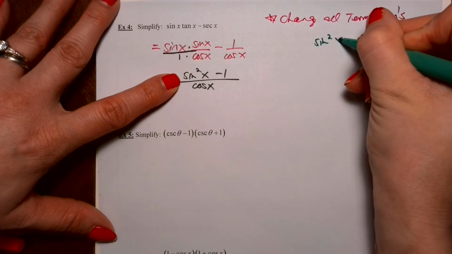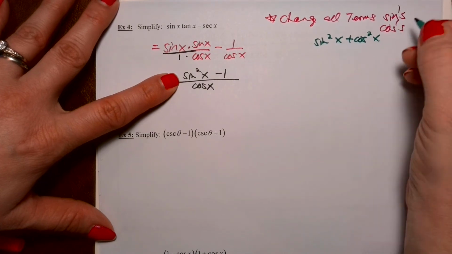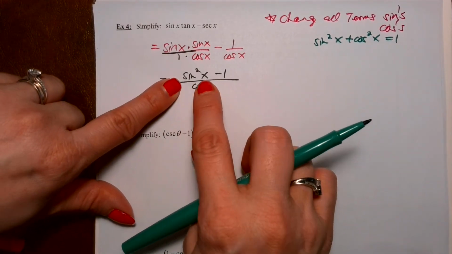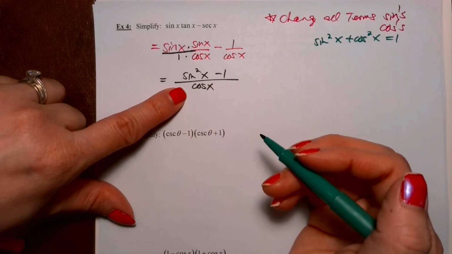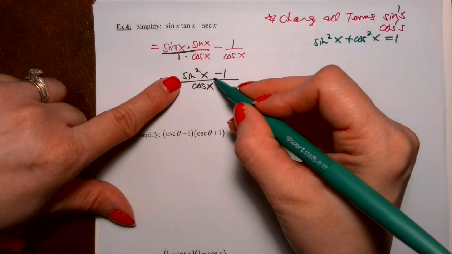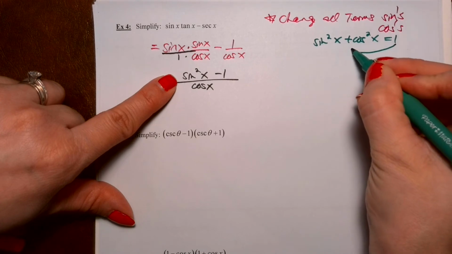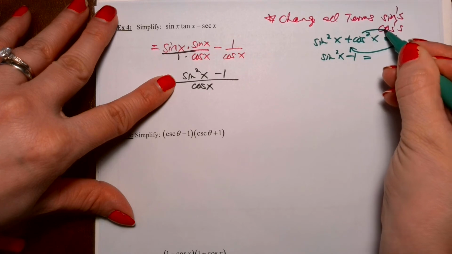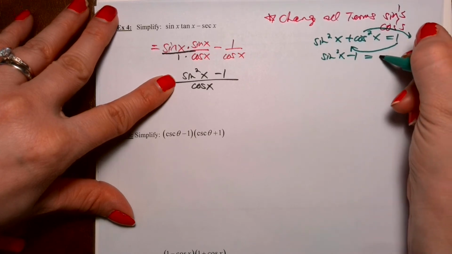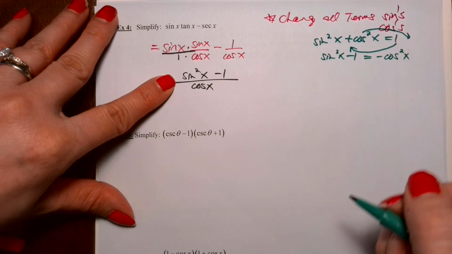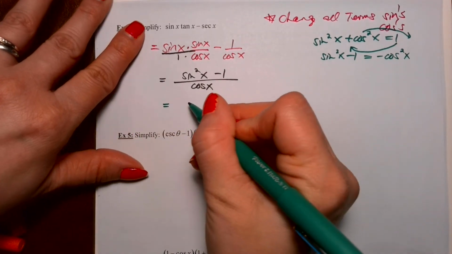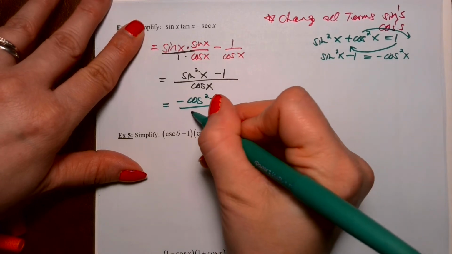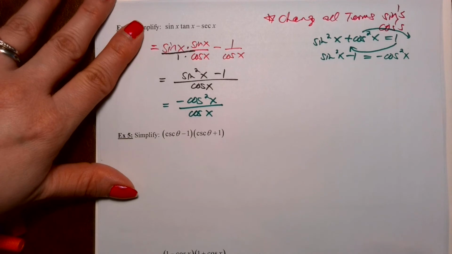Sine squared of x plus cosine squared of x, that is a 1. So is there anything I can replace sine squared of x minus 1 with? If the 1 was over there, sine squared of x minus 1, then the cosine squared would have to go over there. Oh, that would be a negative cosine squared of x. Okay, so the numerator is negative cosine squared of x, and the denominator is just cosine of x.